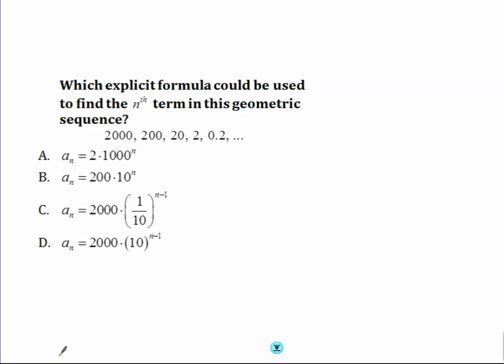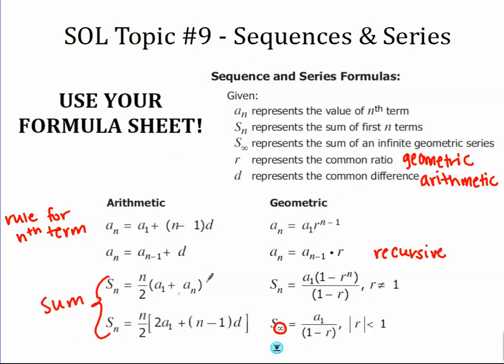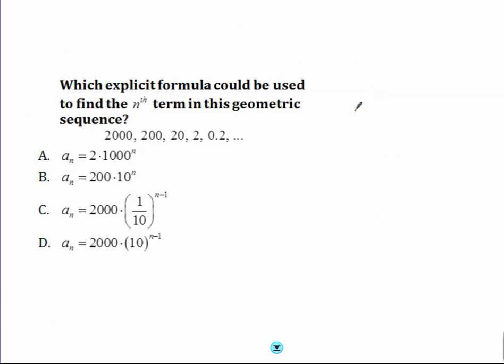The last example here says which explicit formula could be used to find the nth term of this geometric sequence. Remember that I told you that whenever it asks for the nth term of a geometric sequence, it's asking you for the formula. So if you scroll back and look at your formulas, it said it's a geometric sequence, so we know we're going to be using this formula. So we have a_n equals a_1 times r to the n minus 1. So I need to figure out what a_1 and r are.